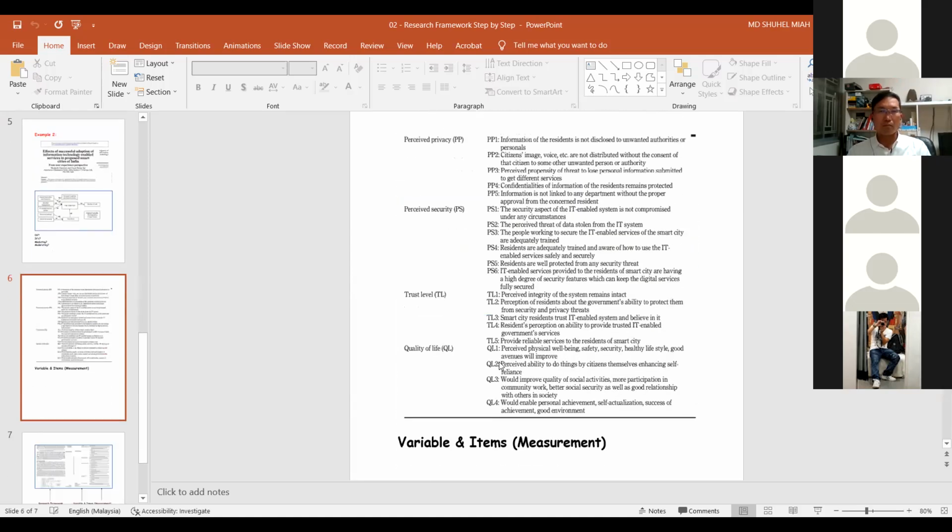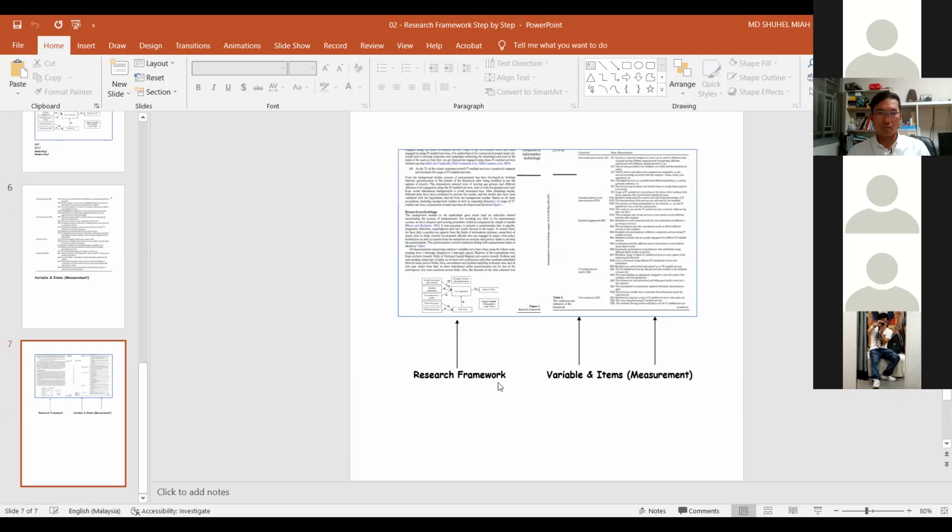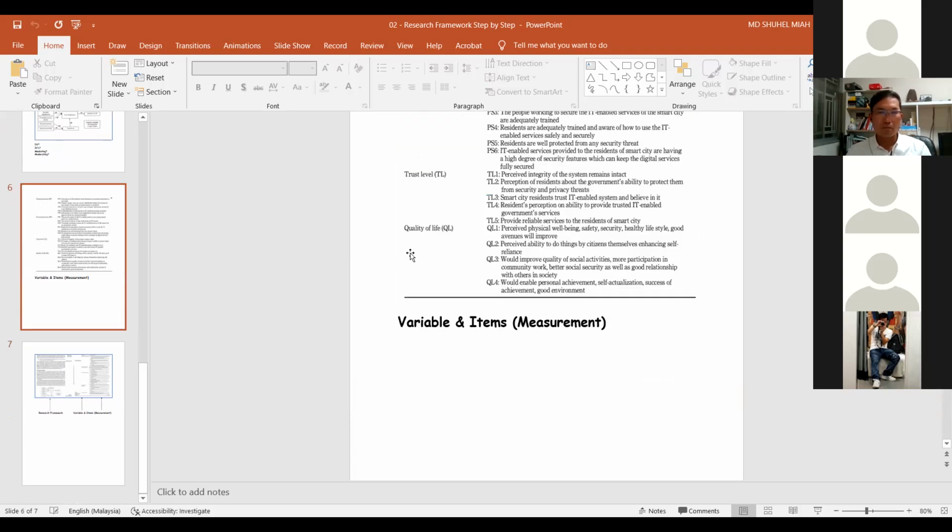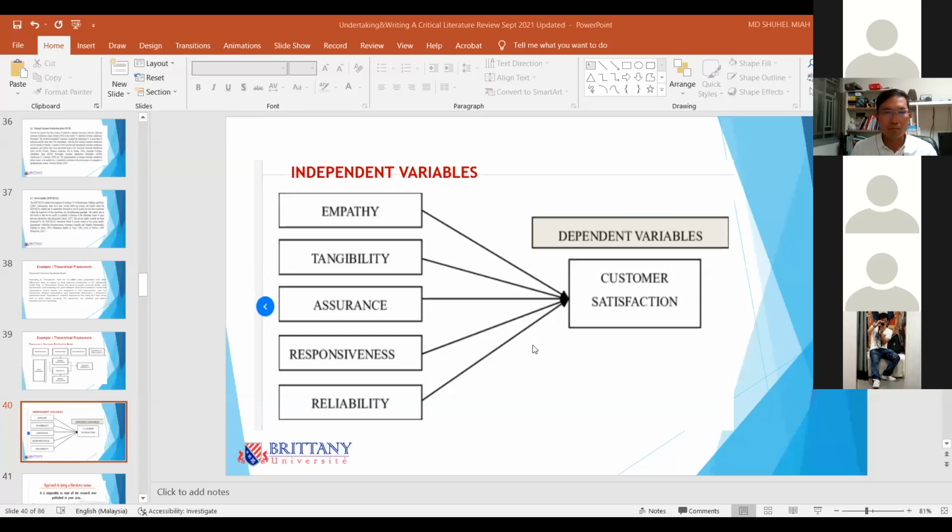So regarding your moderating and mediating, do you have any questions? And do you have any questions regarding the variables? No. So you got it now: independent, dependent, and your moderating and mediating variables.